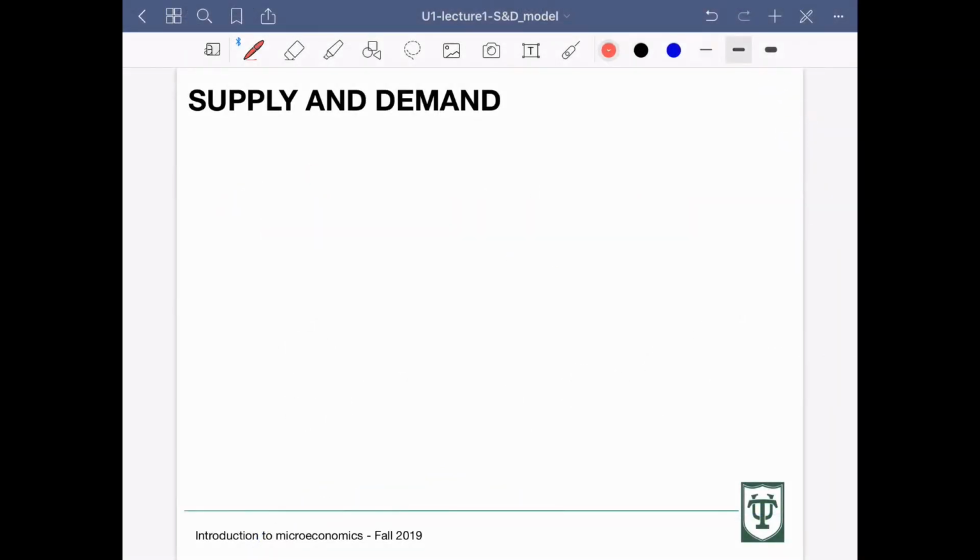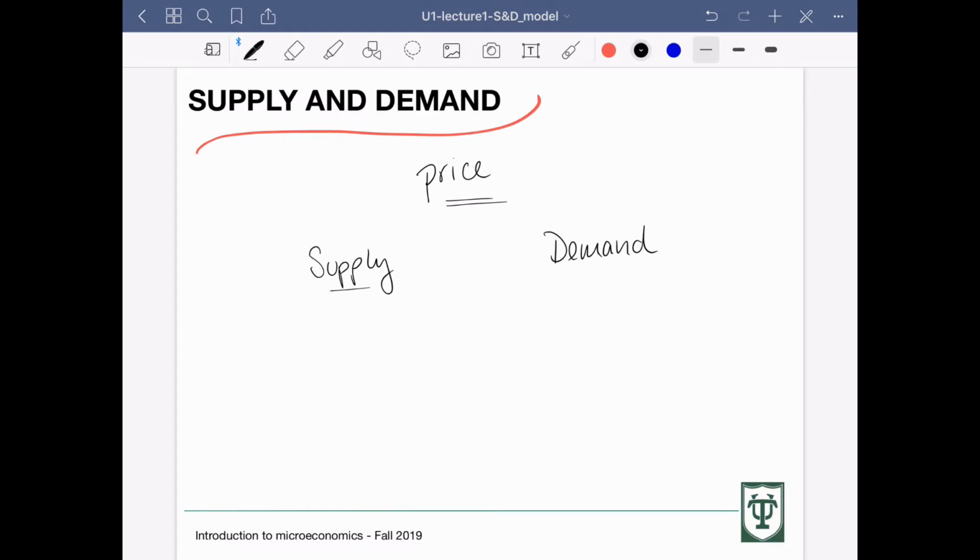Let's talk about the supply and demand model. This is a model that predicts price of a good in a market given two actors: suppliers, people who produce the good, and consumers, people who create the demand for that good. The intuition behind this model is relatively well known.